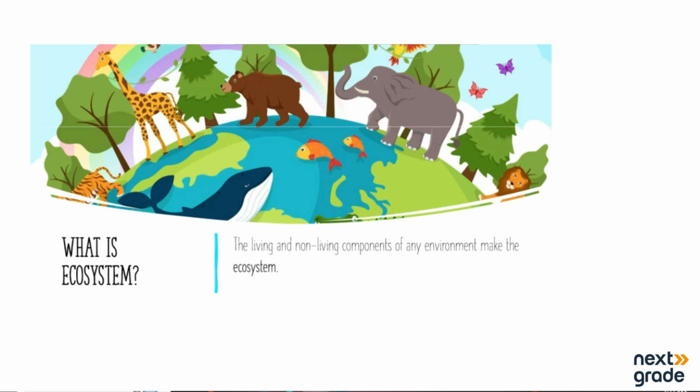So what exactly is an ecosystem? The living and the non-living components of any environment make the ecosystem. हमारी environment में जो भी living और non-living components हैं वो इकोसिस्टम बनाते हैं। And how these living and non-living things are dependent on each other, that is what an ecosystem is.